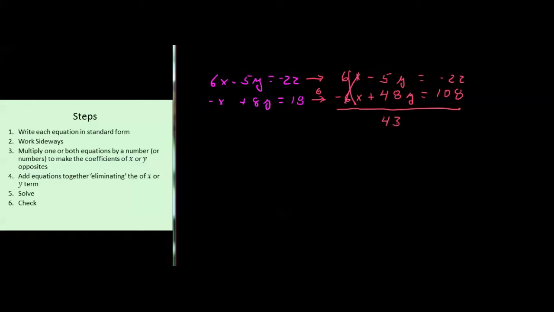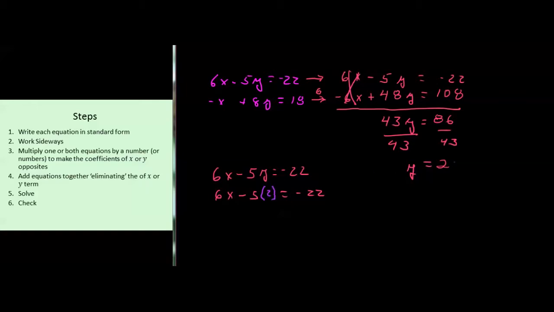I get 43y equals 86. And I solve. Divide by 43, divide by 43, y is equal to 2. I then pick an equation, doesn't matter which one, and I substitute the y in. So I'll take the top equation, 6x minus 5y equals negative 22. So I have 6x minus 5 times 2 equals negative 22. And this 2 just gets substituted in right here. And I have 6x minus 10 equals negative 22.